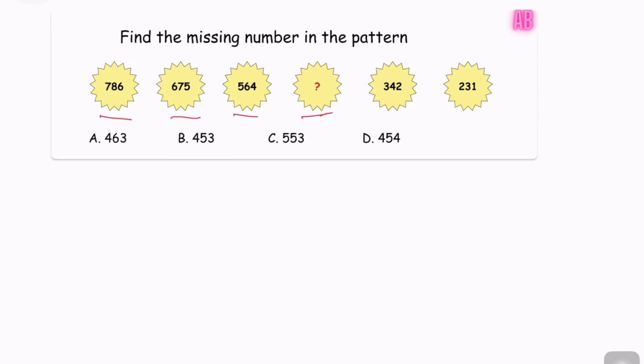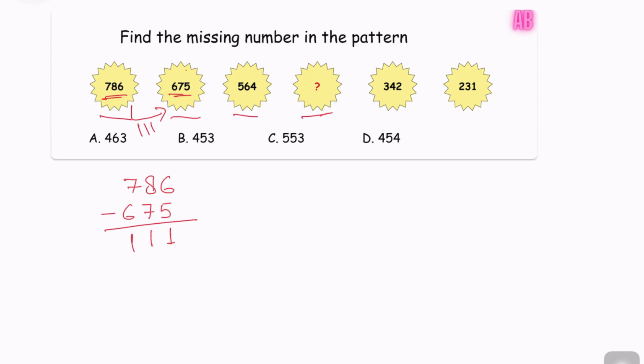So I'm going to give you one technique, and this technique you can use in all the pattern finding questions. This number is greater and this is smaller. So this is the first number, second number. So we will subtract the second number from the first number. Okay. So let's do 786 minus 675, which is 111. So the difference between these two numbers is 111.